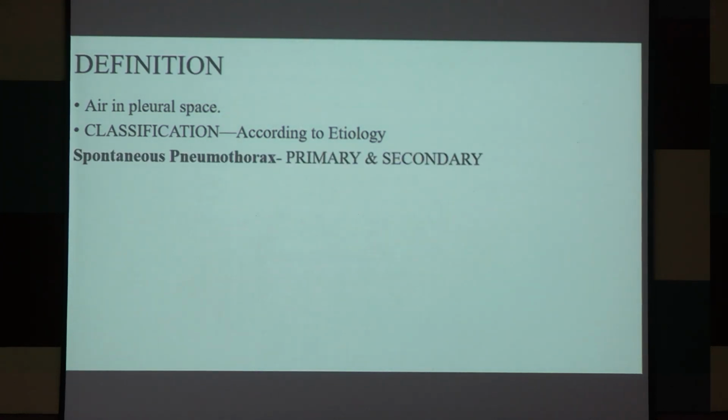So what is spontaneous? That occurs without any history of trauma, it occurs spontaneously. Spontaneous pneumothorax can be classified further into primary and secondary pneumothorax. What is primary? If there is no underlying lung pathology, that is primary spontaneous pneumothorax. And what is secondary? If there is underlying lung pathology, this is secondary spontaneous pneumothorax.